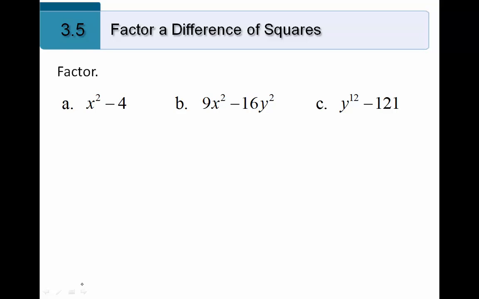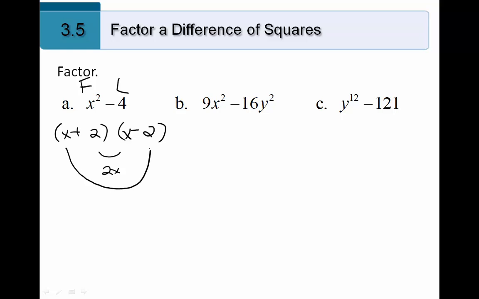So let's factor some differences of squares. x squared minus 4. x multiplied by x is x squared. 2 multiplied by 2 is 4. We know one is going to be positive and one is going to be negative. If you want to check your inner and outer, 2 times x is 2x. Your inner and your outer, x times negative 2 is negative 2x. That's going to add up to 0. So you could write your answer as x plus 2 multiplied by x minus 2, or you can write it as x minus 2 multiplied by x plus 2.